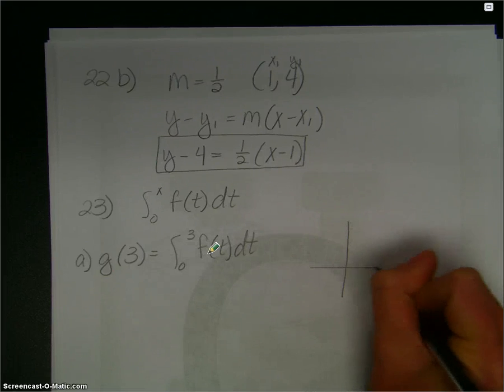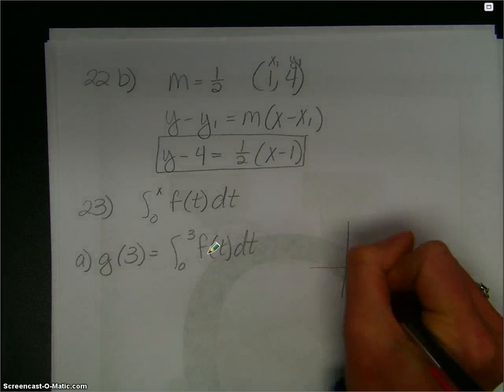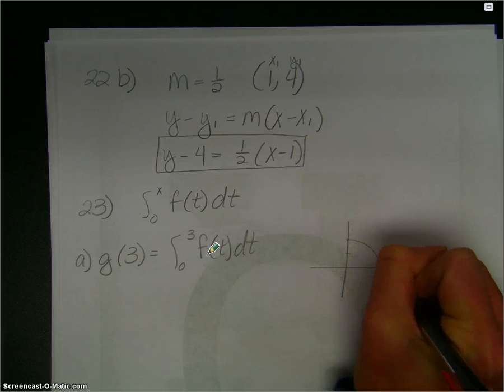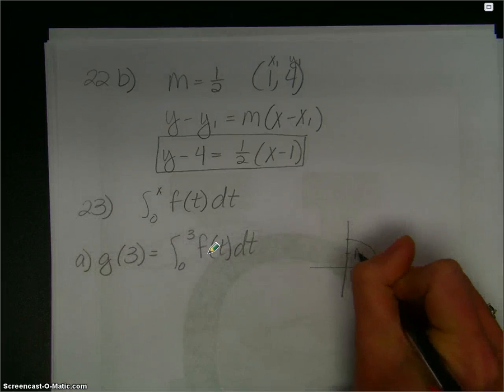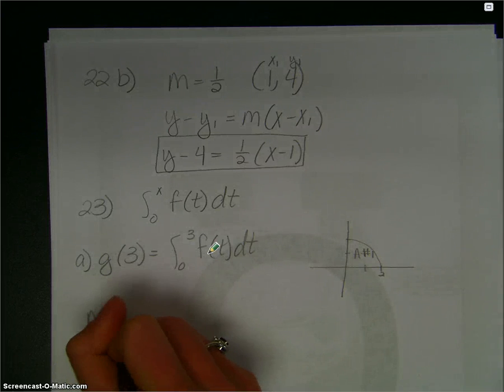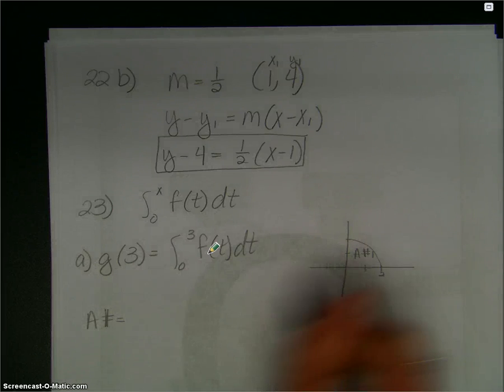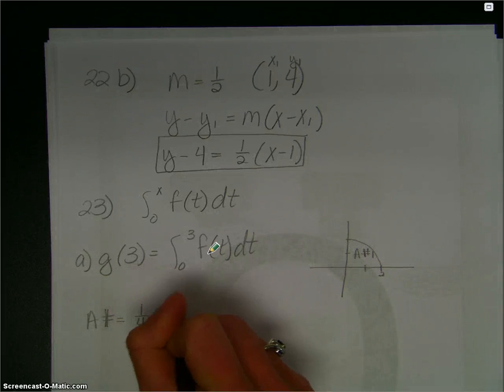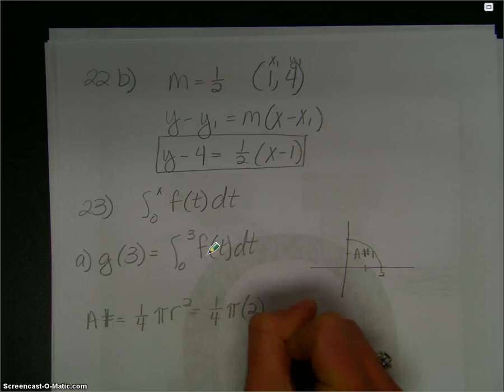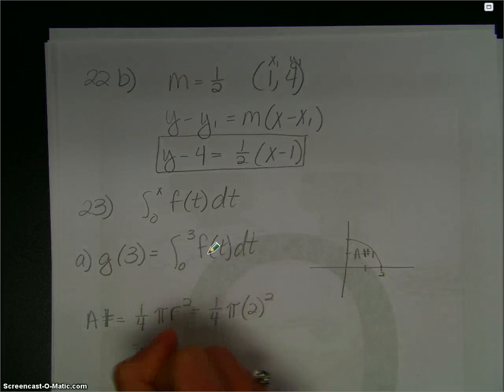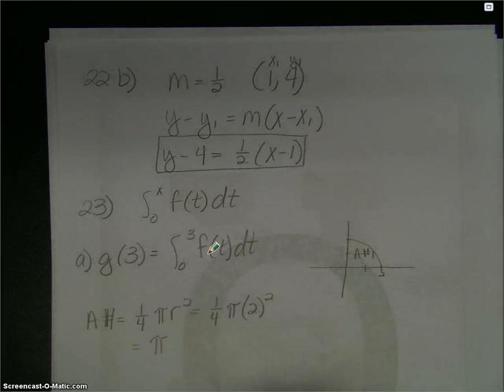Okay, so the first part of my function that goes from 0 to 2 is a semicircle, or part of a semicircle I should say, that has a radius of 2. So I'm going to start with the area of the first part here. I'm going to call this area number 1. Okay, so area number 1 is going to be a fourth of a circle. So I'm going to take a fourth of the area of a circle, which is pi r squared. So that'll give me 1/4 of pi times my radius, which is 2 squared. And so 2 squared gives me 4, and 1/4 of 4 gives me pi. That's area number 1. Okay, so 1 pi right there.